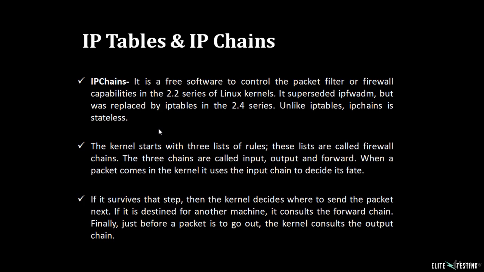The kernel starts with 3 lists of rules. These lists are called firewall chains. The 3 chains are called input, output, and forward. When a packet comes in the kernel, it uses the input chain to decide its fate. If it survives that step, then the kernel decides where to next send the packet. If it is destined for another machine, it consults the forward chain. Finally, just before a packet is to go out, the kernel consults the output chain and forwards the packet accordingly.